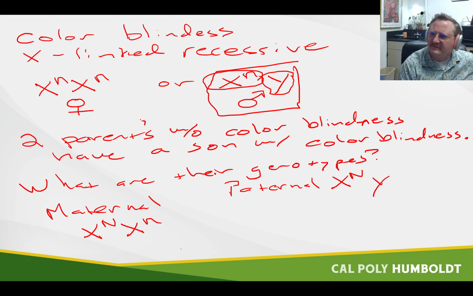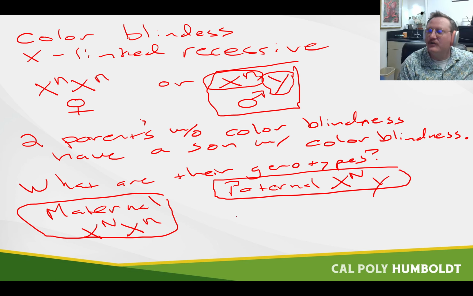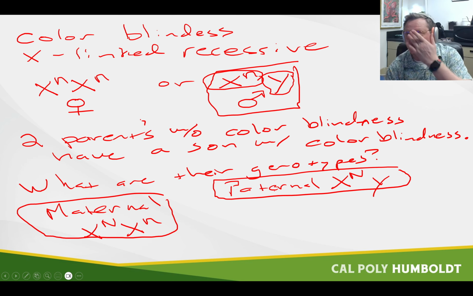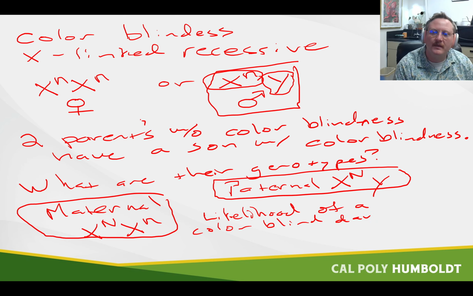Now let's take these same parents, maternal and paternal. They both have normal color vision, but the mother is a carrier for color blindness. What's the likelihood? We're going to do a little quick problem here. What's the likelihood of a colorblind daughter? Fair question.